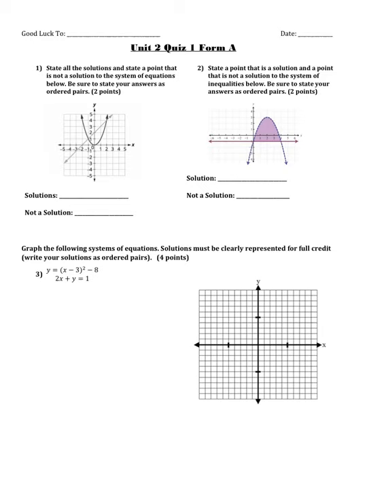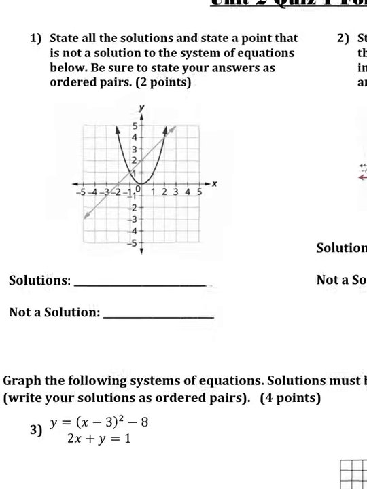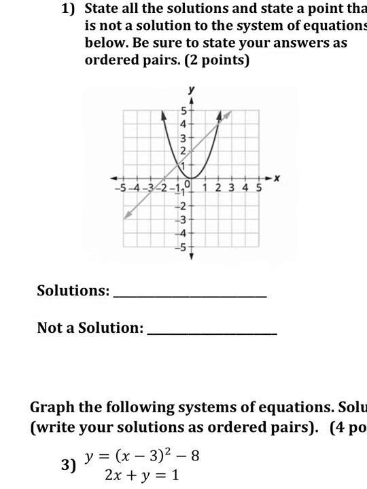In this video, we're going to go over the Unit 2 Quiz 1. So the first question says state all the solutions and then also state a point that is not a solution. So when you're looking at a system of equations, the solutions are the points where the line, and in this case the parabola, intersect. So those are going to be my two solutions.